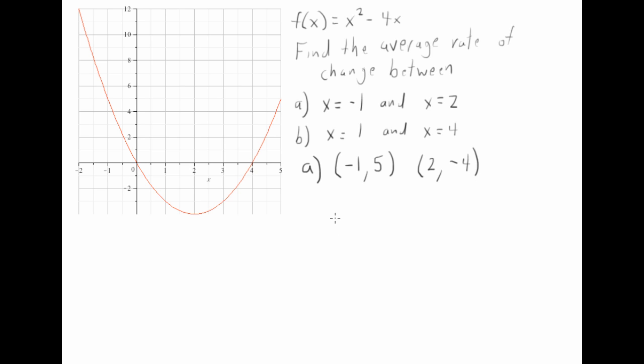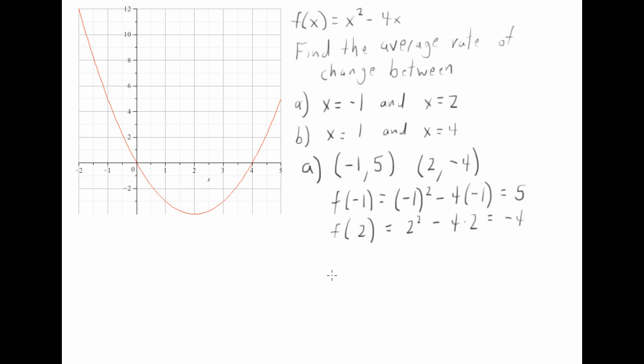Now, what if I don't have the graph? Well, what we could do is use the equation of the function. So, f of -1 is going to be -1 squared minus 4 times -1. And if you do the arithmetic on that, you get 5. And the same thing, f of 2 is going to be 2 squared minus 4 times 2, that's -4.